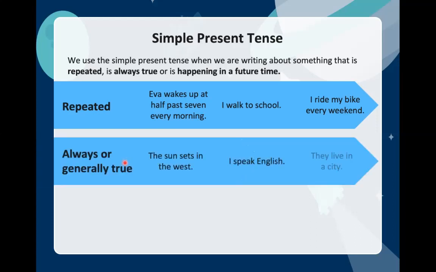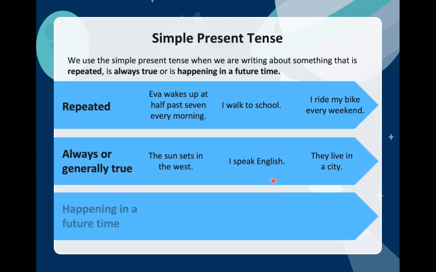An example for something that is always true or generally true: the sun sets in the west. I speak English, or they live in a city. Yes. Todos estos son hechos. Happening in the future time: the bus leaves at 9 o'clock, which can be used for timetables, or the film starts at 3:30, which can be used for a scheduled event.